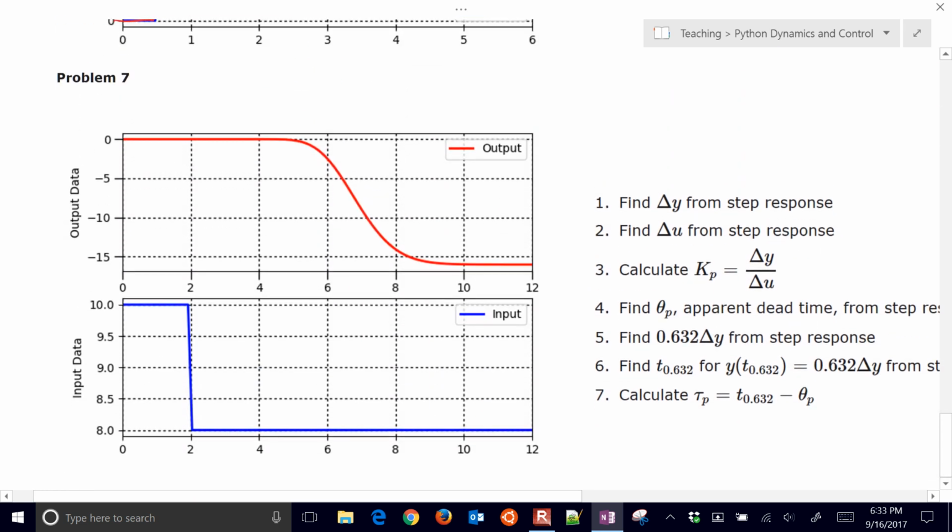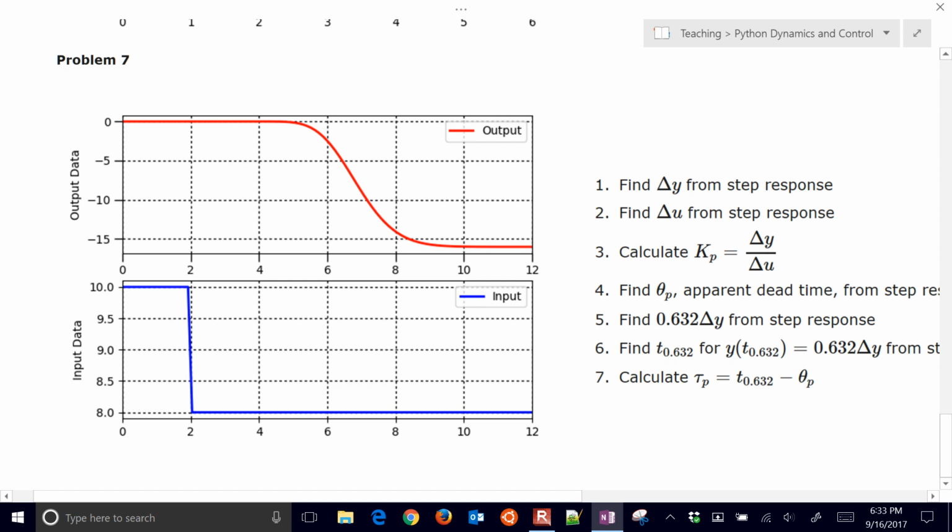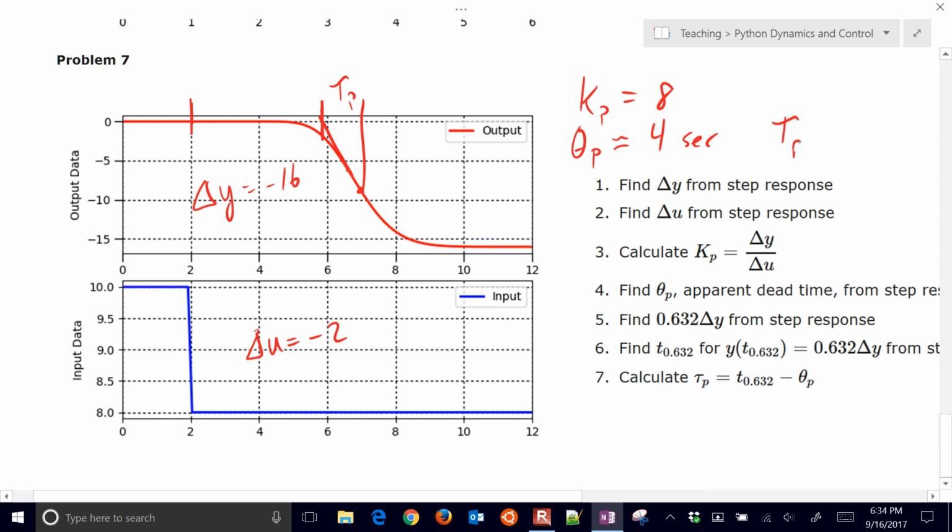Okay, let's look at problem 7. Wow, we keep going here. Okay, so I'm just going to do this one quickly. After a while, you can just kind of eyeball it and say, I had a delta y of negative 16. I have a delta u of negative 2, gain of 8. My dead time is going to be about here to here. So my theta p is approximately equal to 4 seconds, 6 minus 2. And then my time constant, I'm going to look about 63% of the way there. There's my tau p, and that's about 1 second. Okay, so we're done with this one as well.